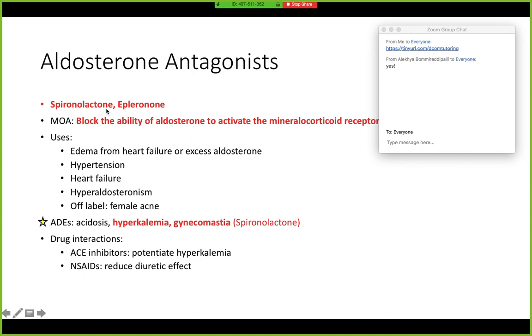Okay. And then spironolactone, that's the big one here, which can cause, again, hyperkalemia and then gynecomastia. This is due to a decrease in testosterone. So it's a high yield adverse effect that's often tested with spironolactone.